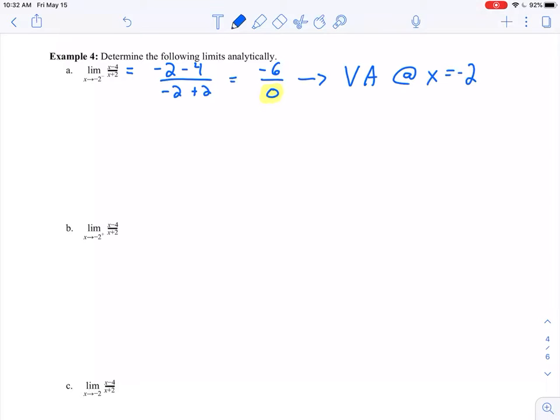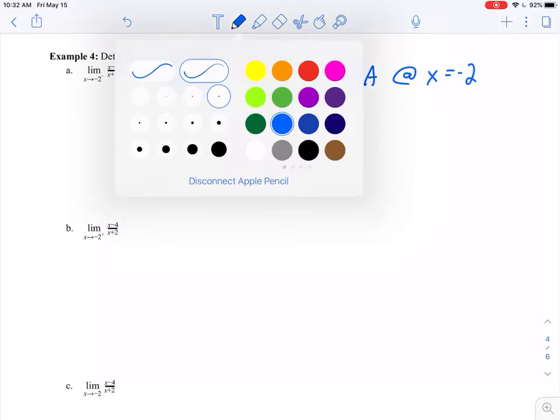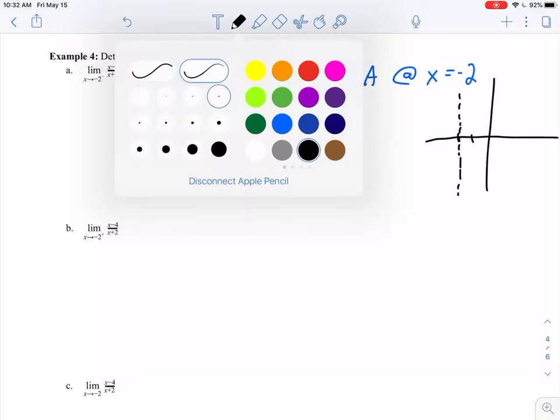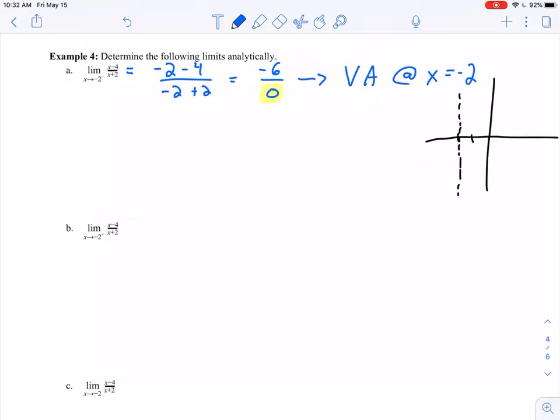And if you think about what's going on here, when we have a vertical asymptote, and we're just going to stick to rational functions for right now, let me draw out what's going on here. So we have a vertical asymptote right here. And if I'm looking at a rational function, that means that the one-sided limit, the left or the right-hand limit, is either going to be positive infinity or negative infinity. And I don't really have a great way for right now to determine which one it is.